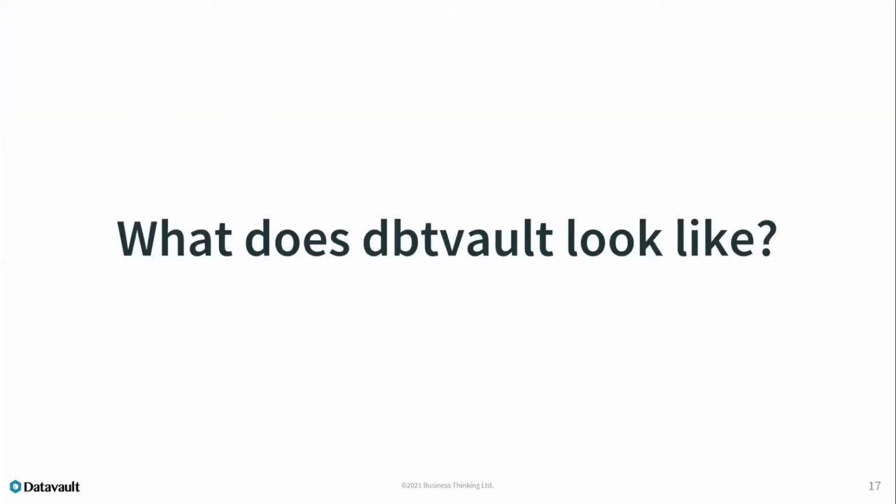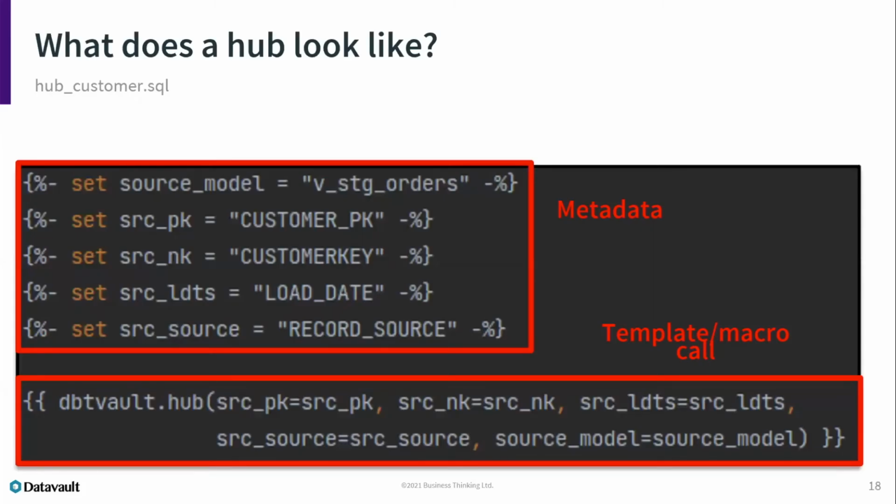So what does dbtvault look like? Well, let's have a look. This is what's called a model in dbt, and essentially that's just a SQL file, which usually will contain SQL plus a bit of Jinja. So you see these curly brackets, that's a bit of Jinja.